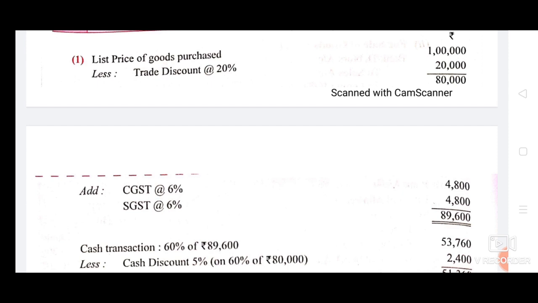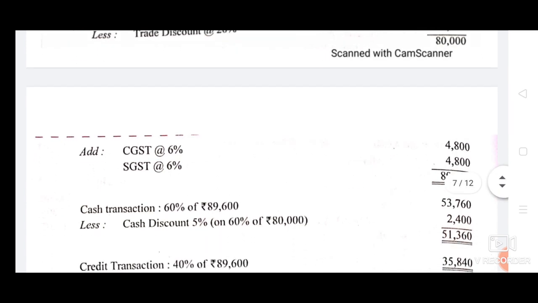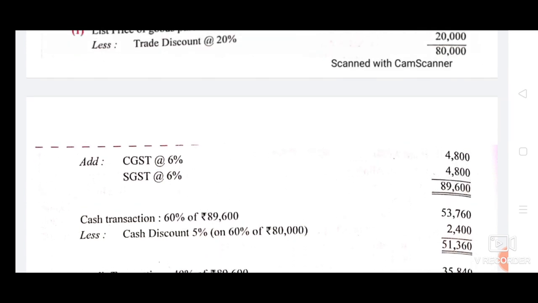Understood? Now the rate of cash discount is 5% and they told us that 60% of the amount was paid immediately by cheque. From 89,600, cash transaction is of 60%. So 60% of 89,600 is 53,760. On this cash transaction they will get 5% cash discount. Okay, so 5% cash discount is 2,400.